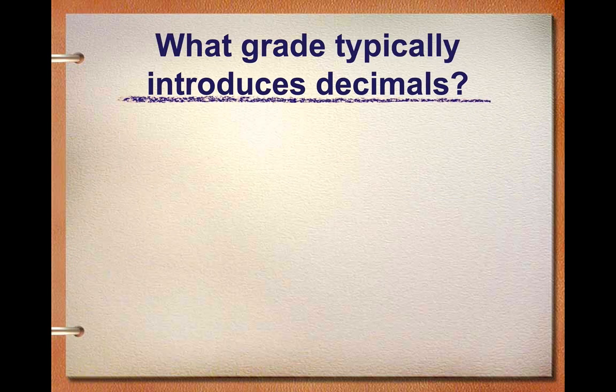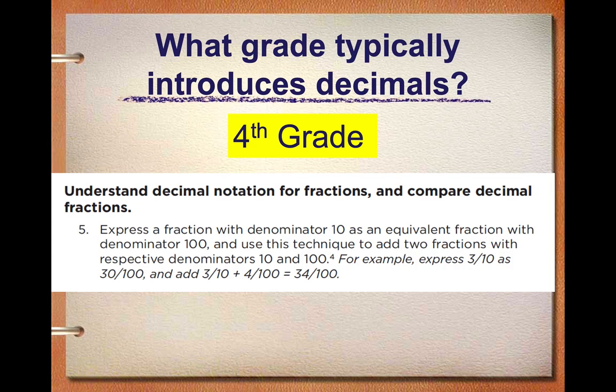But let's start a little more from the beginning and think about what grade typically introduces decimals. Well, if you were thinking 4th grade, you're right. Here we see one of the first Common Core standards around decimals: express a fraction with denominator 10 as an equivalent fraction with denominator 100, and use this technique to add 2 fractions with respective denominators 10 and 100. Now, you might say, wait, there's no decimals in there. In one sense, you're correct. Decimals build on our knowledge of fractions, and so this is that connection.